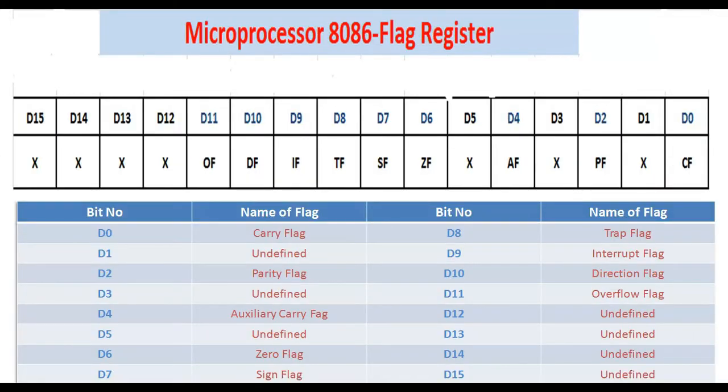So here is the flag register of the 8086 microprocessor. It is a 16-bit register that behaves like a flip-flop. That is, it changes its status according to the result stored in the accumulator. It has 9 flags and they are divided into two groups, conditional flags and control flags.